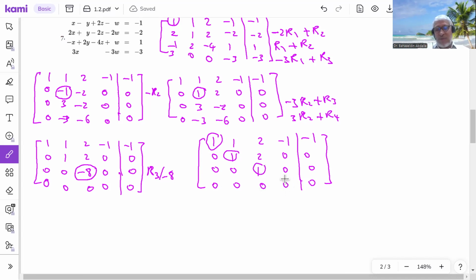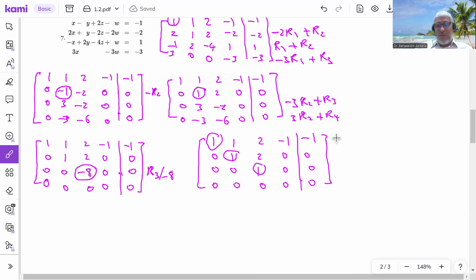Now, the next step, this number should be 1, but it is 0. I cannot change it to 1. How can you change numbers to 1? Either by dividing by the number itself, or by interchange with a row below. There is no row below here, and this is the last row, and this number is 0. I cannot make it 1. So that's it. This is the last form. We call this form the row-echelon form.